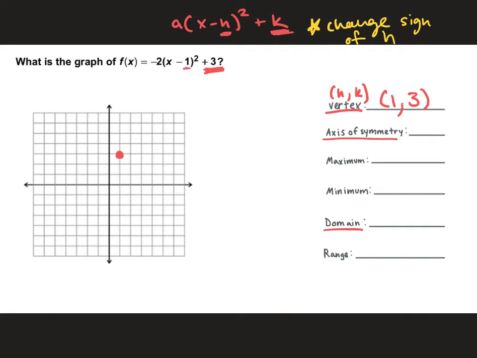Our axis of symmetry, the formula for axis of symmetry is x is equal to h. So it's always our x value in our vertex. So our axis of symmetry here is going to be x is equal to 1. So your axis of symmetry is always going to be that same number from the vertex. Just x is equal to the first number in your vertex. And our axis of symmetry is a dotted line through x is equal to 1, so we just put a dotted line right through our vertex. Axis of symmetry is always going to go directly down the middle of your vertex.